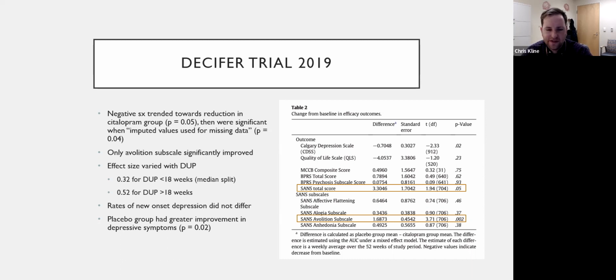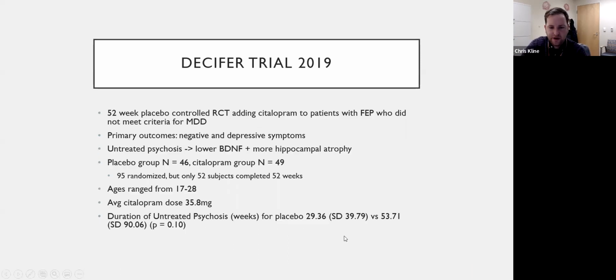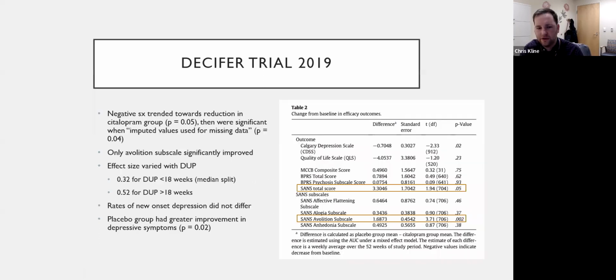So again, not super convincing in terms of the results, though the authors did note that avolition is reportedly a predictor of some 12-month outcomes in patients with their first episode of psychosis. The effect size did seem to vary with the duration of untreated psychosis, with a greater effect size if you had a longer duration of being untreated, which kind of goes back to my little suspicion about the placebo group being 29 weeks versus 53 weeks for the treatment group. So you'd expect even more of a response for the treatment group. So the fact that there is not much is kind of discouraging.